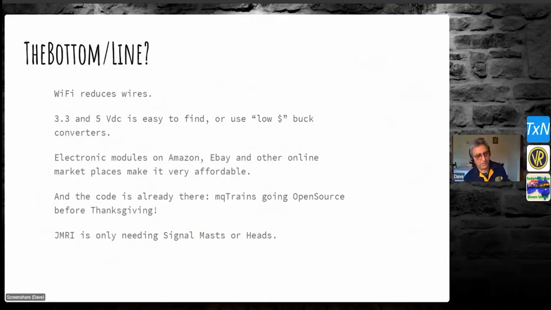I run a 12-volt DC bus around my layout, so I'm using fairly inexpensive buck converters to drop that down to either 3.3 volts or 5 volts, depending on what you need. The servo motors run off 5 volts. The ESP01 is a 3.3 volt device. You can get them from your favorite shopping place, Amazon, eBay, or various other places. I tend to use AliExpress a fair bit, whatever is your favorite.